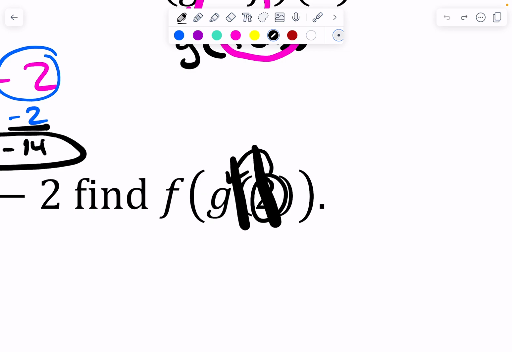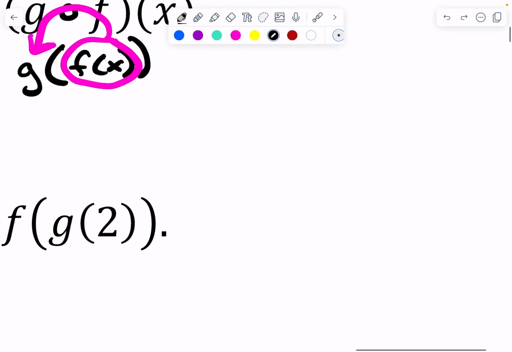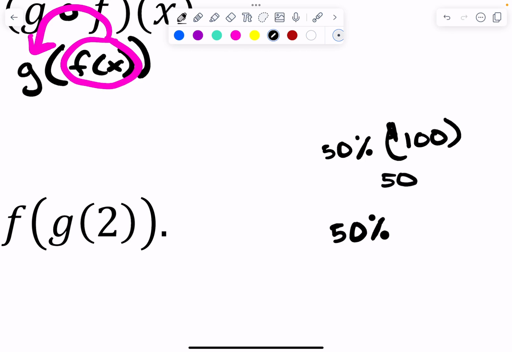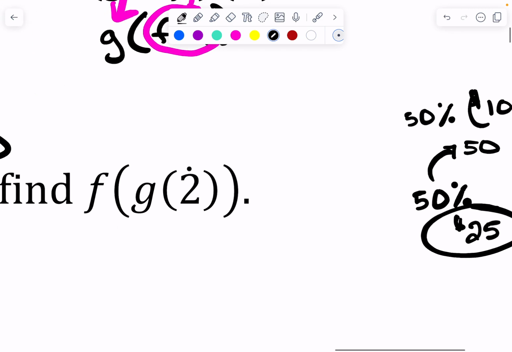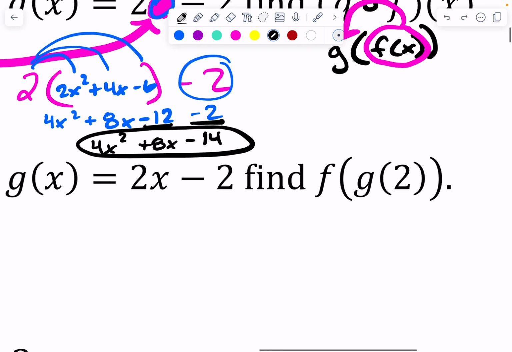Composition is like applying the sale and then applying the coupon. Say I have something on sale for 50% off and then a coupon for another 50% off. That doesn't make it 100% off. I take 50% off of the first amount, say $100, which is now $50. Then 50% off of $50 is $25. It's applying the sale and applying the coupon. I took my $100 and plugged it into the first function, then took that number and plugged it into the second function. So 2 is going into g first.